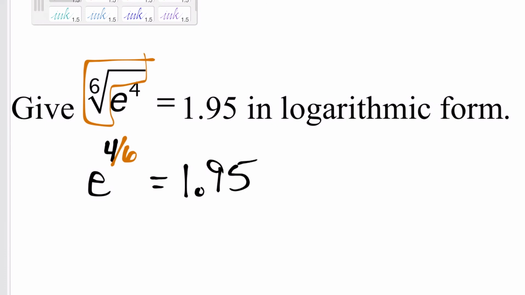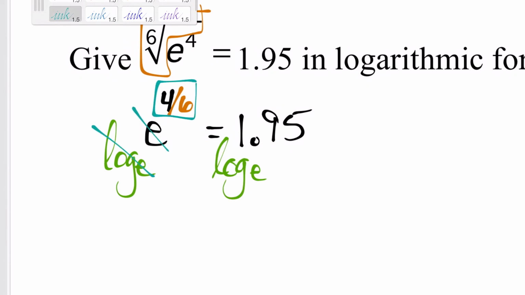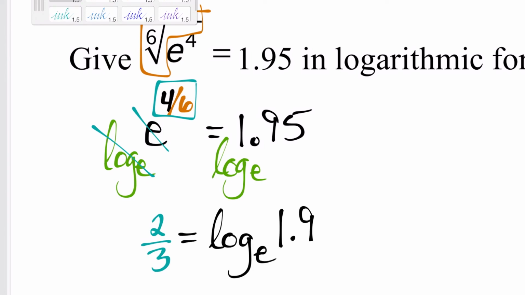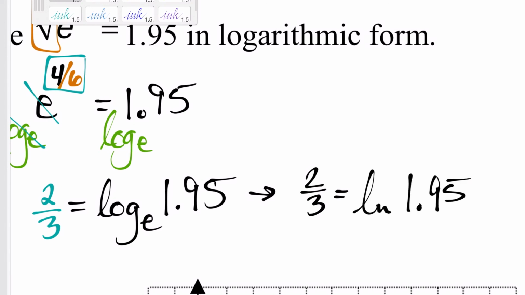So now I want to get rid of our e. I would rather have the log instead. So in order to get rid of the base of e, I'm going to take this to the log base e. Because I have a log base e and a big base e, those two are going to cancel out. I'm also going to reduce this 4 over 6 because that gets on my nerves if it's not reduced. And so this is a 2 over 3. And I now have log base e of 1.95. And again, we don't really write log base e, we use a natural log. So my final answer is just going to be cleaning that up a little bit. And this is our logarithmic form.